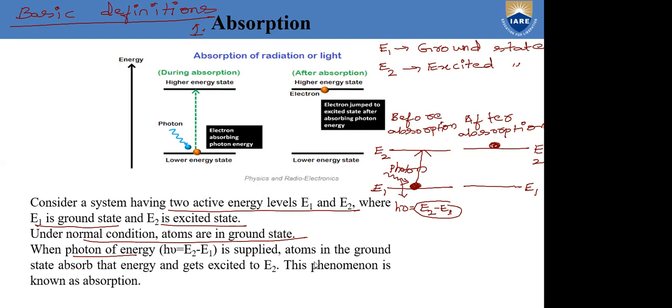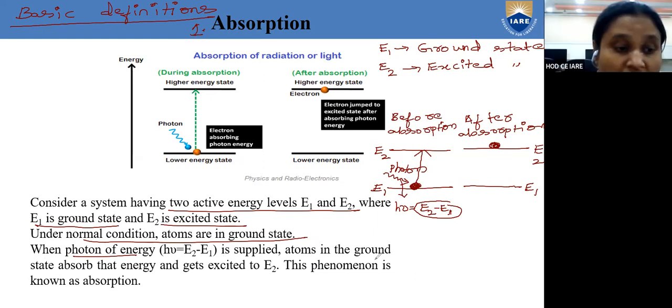The definition is given. When a photon is supplied, atoms in the ground state absorb energy and they get excited to E2. So this phenomenon is called absorption. So take this figure and just write this last sentence in your books. Please maintain notes, all of you.